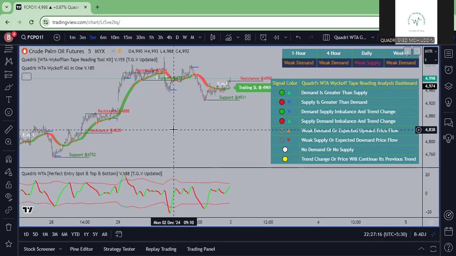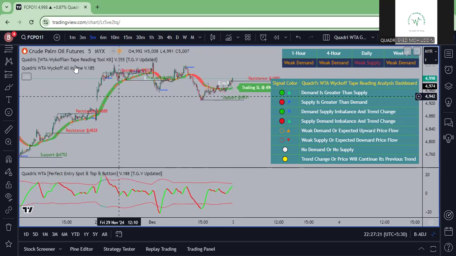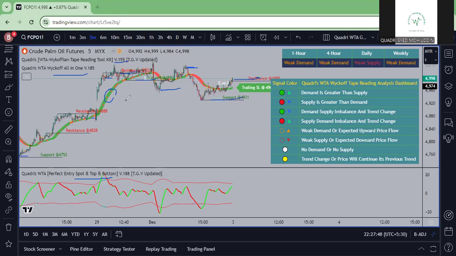Okay. So you asked me about FCPO. Will it work in FCPO or not? Look, there are three indicators which you would be getting. One is top bottom. Second one is Wyckoff all in one, wherein you would be getting this ribbon and this blue imbalance, volume imbalance area. Third indicator would be the 155 version, wherein support and resistance are drawn automatically. So these are the things which you would be getting.